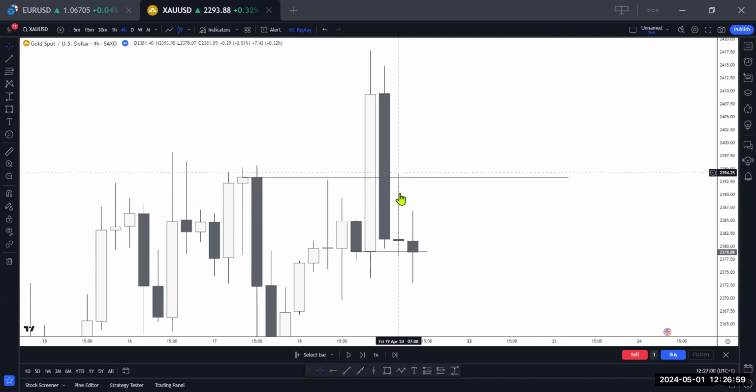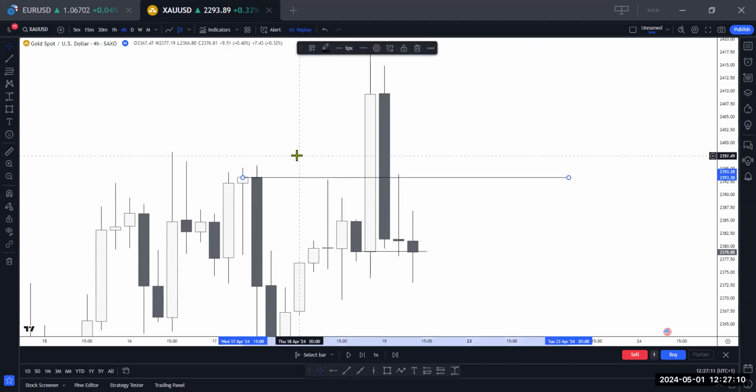Price used this level once. Was there a breakout after tapping this level? Yes, there was a breakout. So what does that mean? That means this HNS level is a strong HNS level, because we had a breakout after price tapped that level.